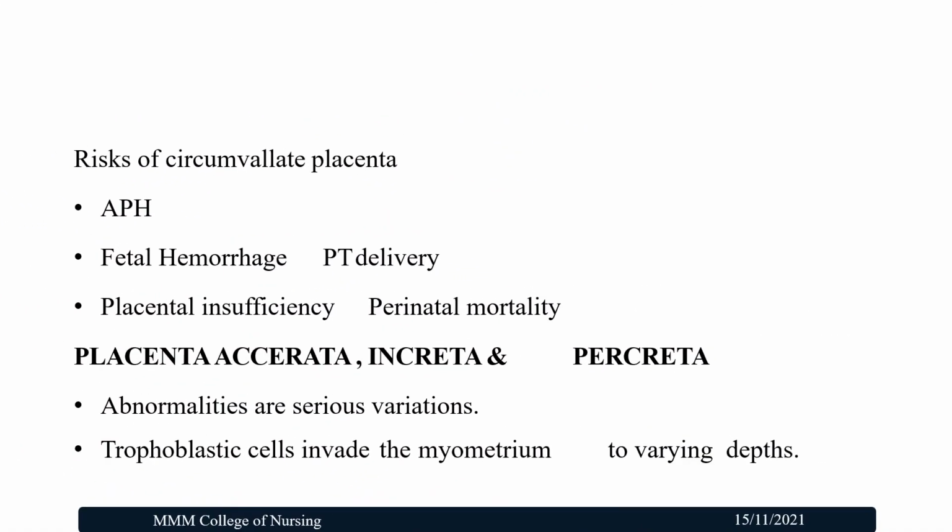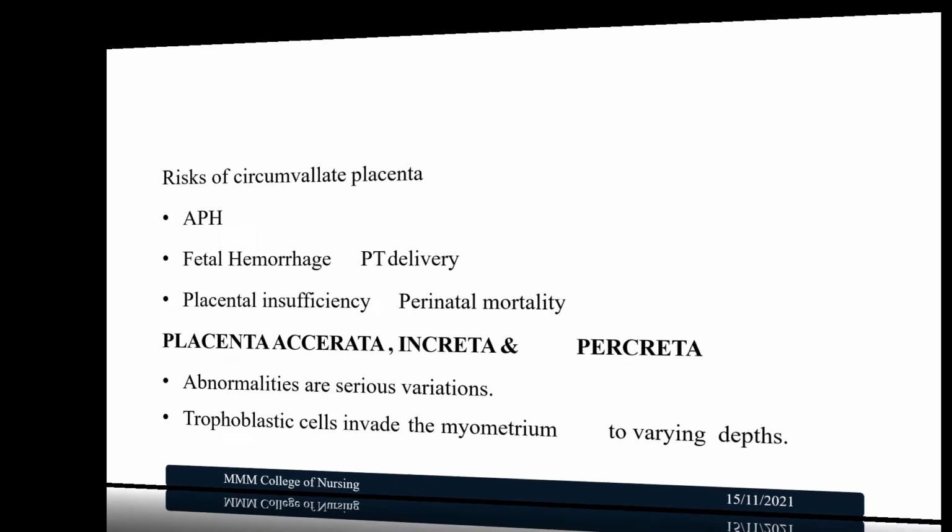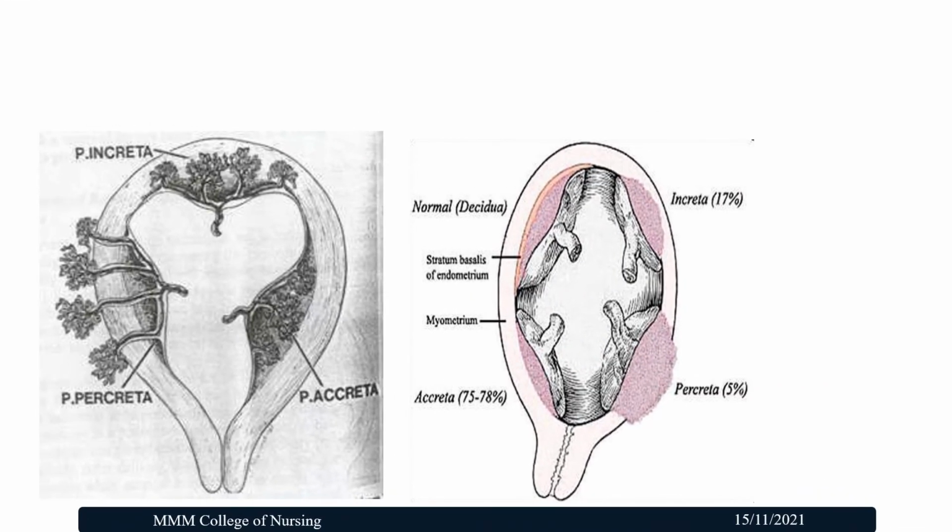What are the risks of circumvallate placenta? That is APH, fetal hemorrhage, placental insufficiency or perinatal mortality. Next, placenta accreta, increta and percreta. These abnormalities are serious variations. Trophoblastic cells invade the myometrium to varying depths. Here you can see the placenta increta, placenta percreta and placenta accreta.